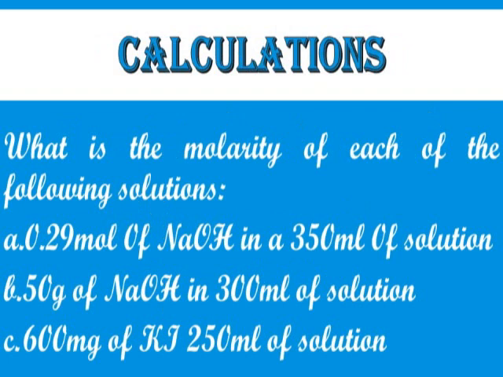At this point, let's consider a specific calculation question. What is the molarity of each of the following solutions? A. 0.29 mole of sodium hydroxide in a 350 ml of solution. B. 50 gram of sodium hydroxide in 300 ml of solution. And finally, C. 600 milligram of potassium iodide in 250 ml of solution. So let's begin to address the question one after the other.